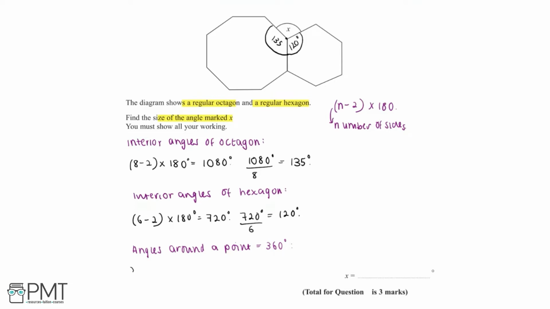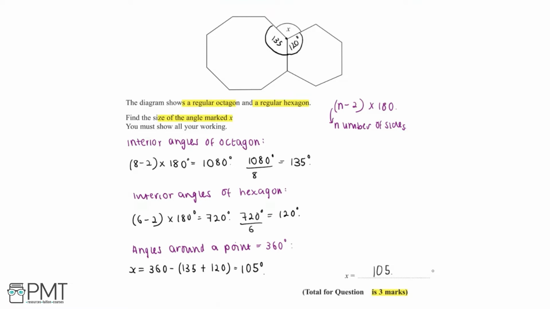So we can say that x is equal to 360 take away brackets 135 plus 120, so we can say that x is equal to 105 degrees, which we can write down in our answer box. Now this question is worth 3 marks, so let's take a look at where these marks are allocated.